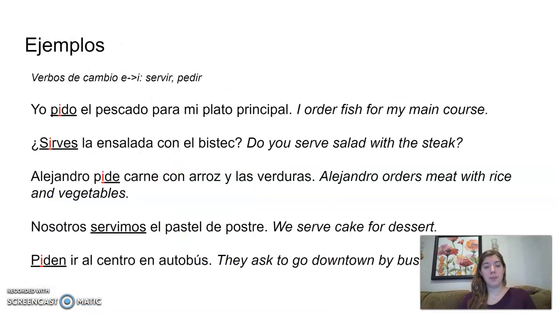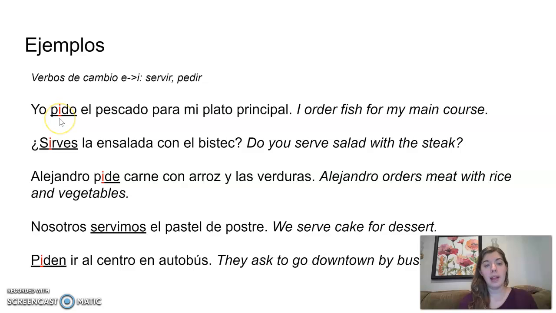Los ejemplos. Los verbos que ya saben son servir y pedir. The verbs you already know are servir and pedir. Servir significa to serve. Pedir significa to ask for or to order, like ordering in a restaurant. Vamos a ver los ejemplos. Yo pido el pescado para mi plato principal. Pedir.